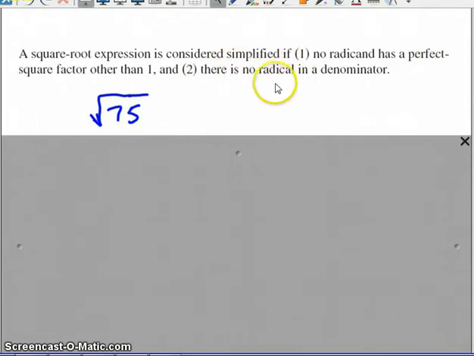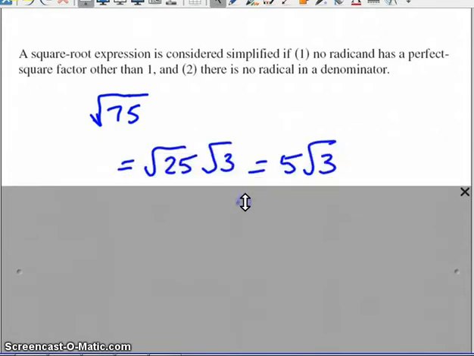Second of all, there can't be any radical sign in a denominator of a fraction. So let's look at this first one. Can I squeeze any perfect squares out of 75? Well, of course I can. We did it on the previous slide. Square root of 25 times the square root of 3.